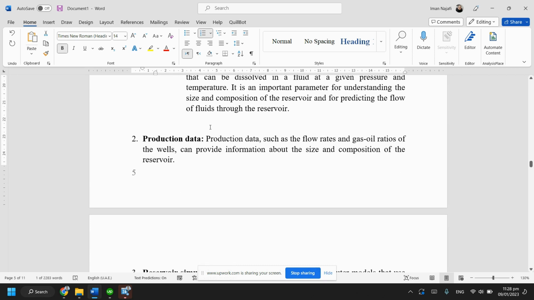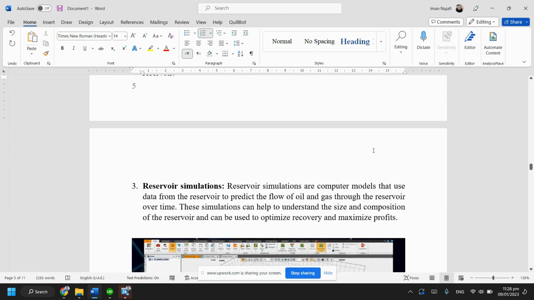Then we need the production data. So we know that there are some fields, some oil rigs, and in fact oil wells, that are producing right now. So what is the production data? How much is the flow rate? How much is the gas oil ratio? And so on and so on.